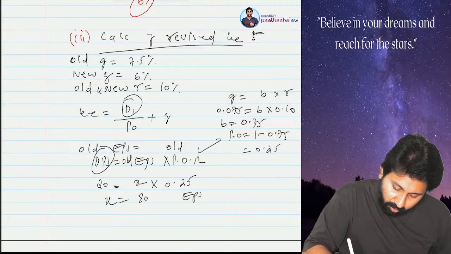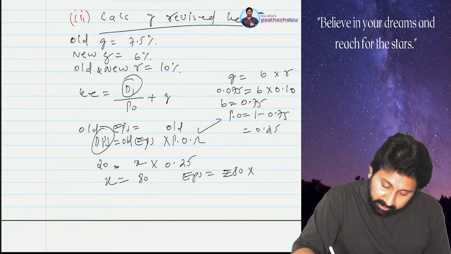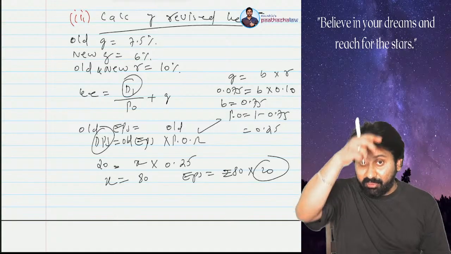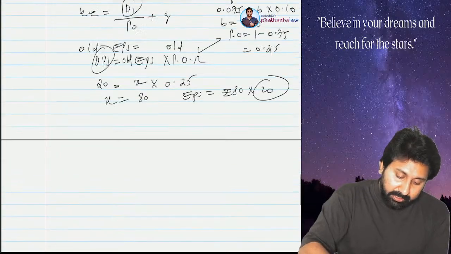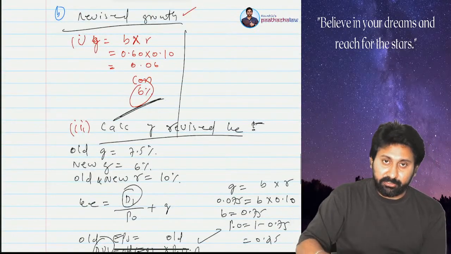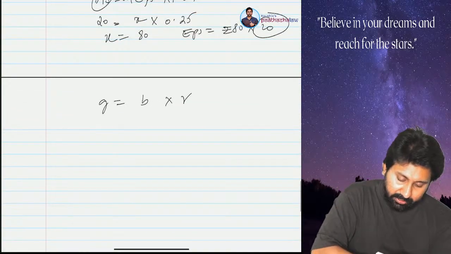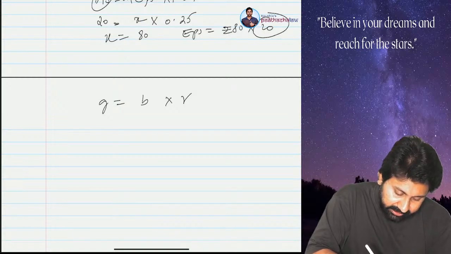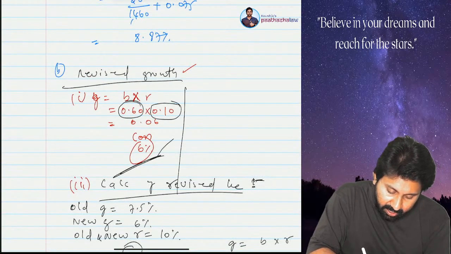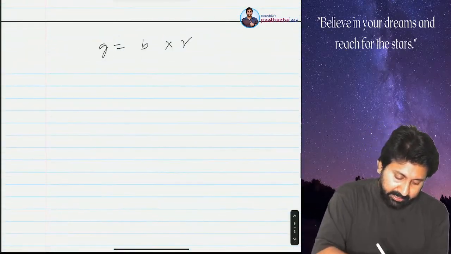80. So the old EPS is rupees 80. On this 25% payout, 20 rupees came as a dividend in the question. Now these percentages have changed. G came to how much? 0.6. G equal to B into R. So G is how much? 6% in this particular case. B is 60%. R is 10%.